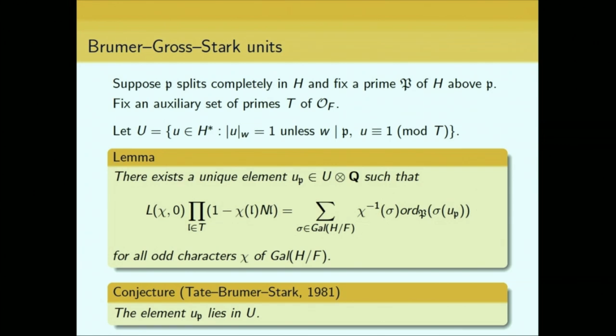The reason I state it this way is I want to speak about this element U unconditionally in the future. When I speak about it unconditionally, we think of it as an element of U tensor Q. When I speak about Brumer-Stark's conjecture, then it's actually a unit.